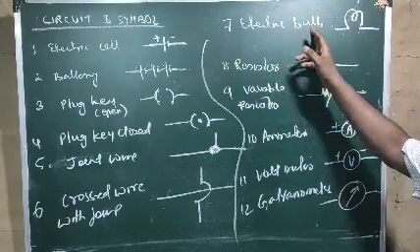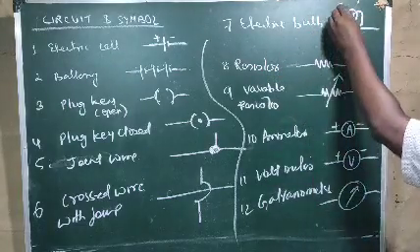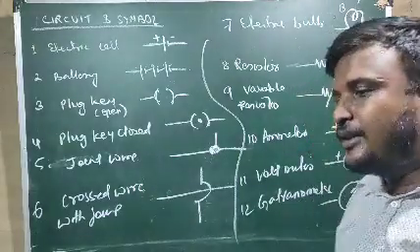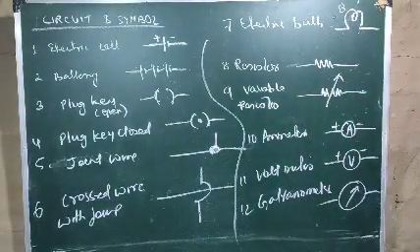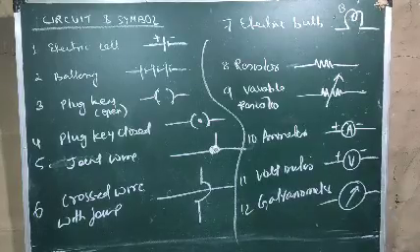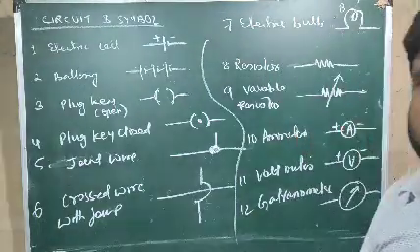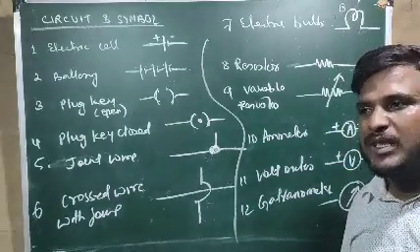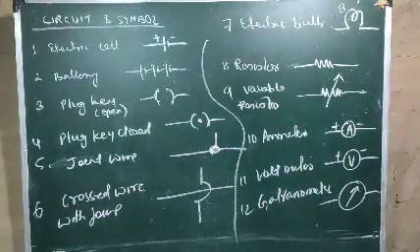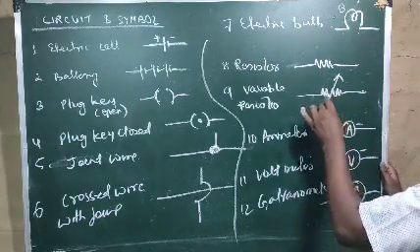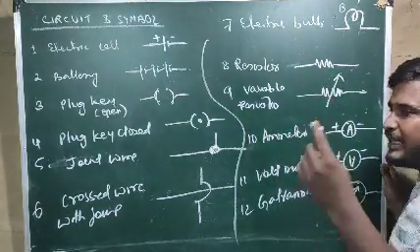Next is electric bulb. This is the representation of electric bulb. If this kind of representation is there, you understand that this is an electric bulb. This is a resistor. What is the function of resistor? The function of resistor is to stop the flow of current. When we study Ohm's law, we'll see a little bit more about that. Next is variable resistor, also known as rheostat.